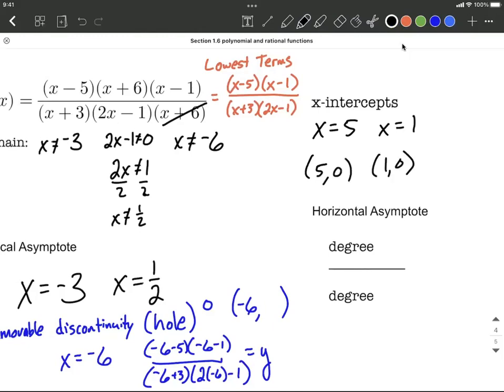Last thing, horizontal asymptote. Let's think, what would the degree of the numerator be and the degree of the denominator be? In the original, the numerator ends up having 1, 2, 3 copies of x multiplied together. So that ends up being degree 3. The denominator, we had 1, 2, 3 copies of x being multiplied together. So again, that's degree 3. But here's where the visualization really has to take place. When the degrees were the same, it was supposed to be y equals the ratio of leading coefficients.